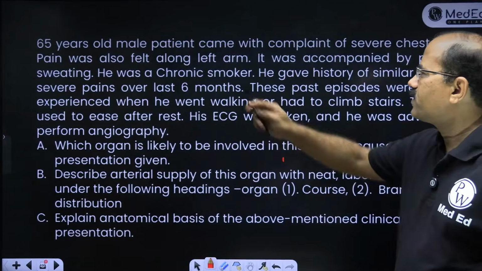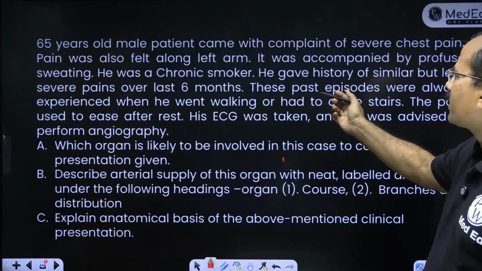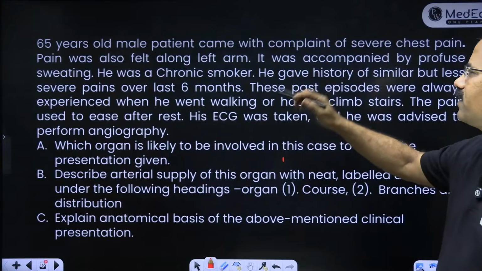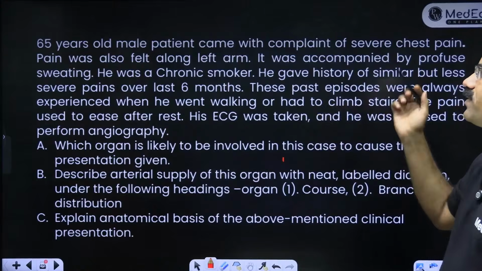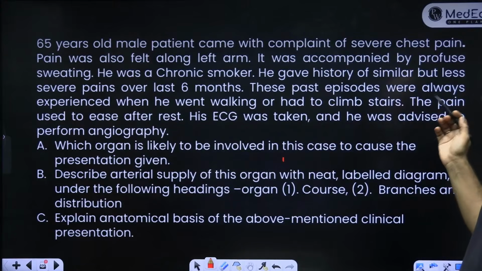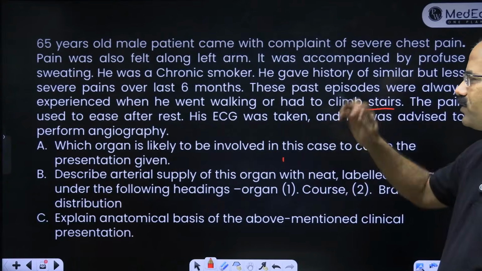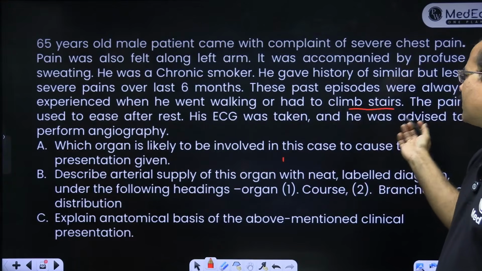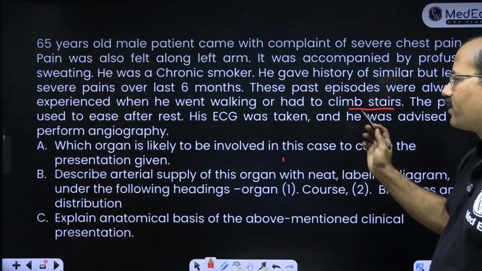Answer this. A 65 year old male patient comes with complaints of severe chest pain. Pain was also felt along the left arm. It was accompanied by profuse sweating. He was a chronic smoker. He gave a history of similar but less severe pains over the last 6 months. These past episodes were always experienced when he went walking or had to climb stairs. The pain used to ease after rest. His ECG was taken and he was advised angiography. Which organ is most likely to be involved and the cause?